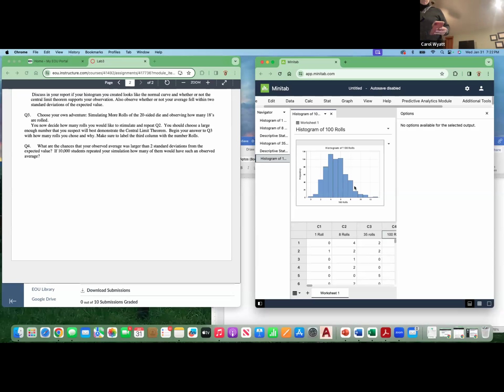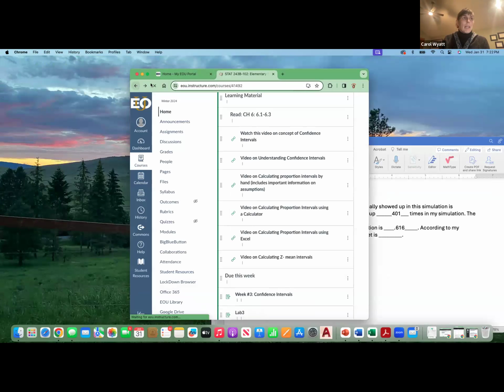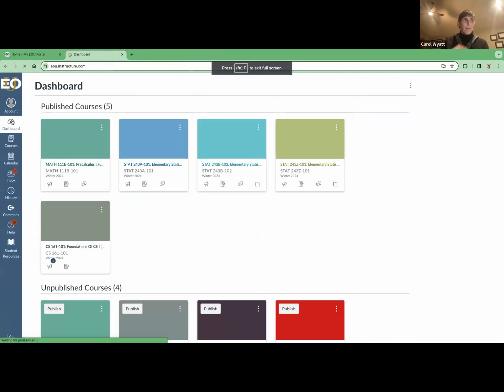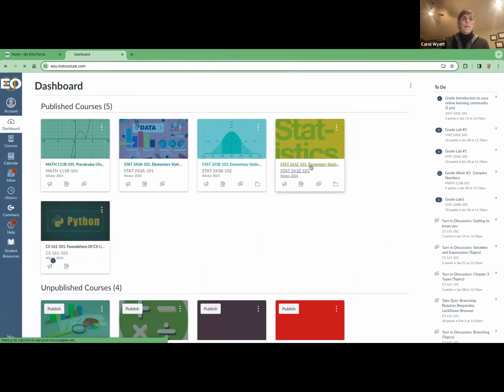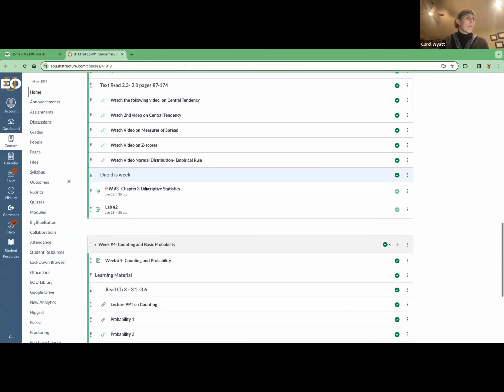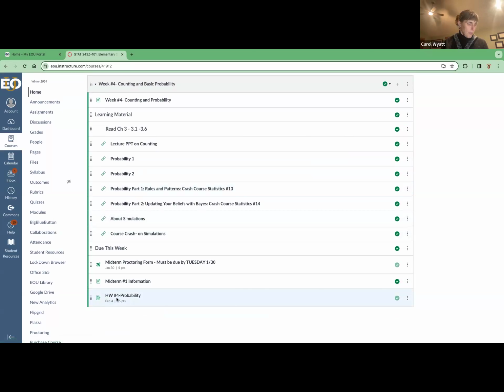So let's see what we got here. This is from Stats 243Z. This is week 3 homework, so I'm going to move on to that. I'm going to close that window. I'm going to go back to my Canvas portal. And so for those people who are on 243Z, looking at this week right here, homework number 4.